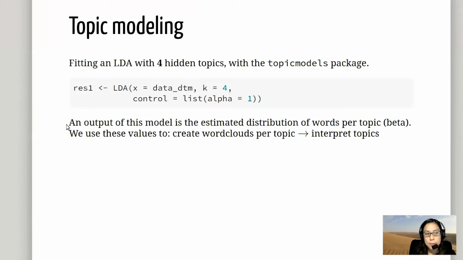So this model is going to estimate the parameters, right? What we do with a model function in R is to estimate the parameters of the model. And one of these parameters, one output of this model, is the estimated distribution of words per topic. This is called beta in the outputs of the model. So we're going to use these beta values to create word clouds per topic so that we can interpret the 4 topics that I asked the model to identify.